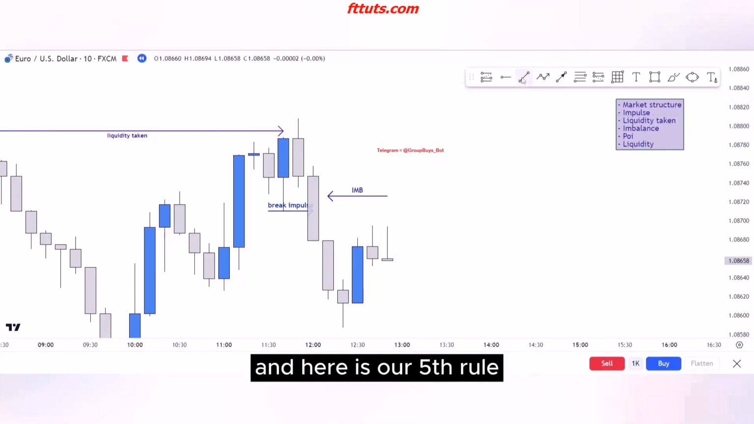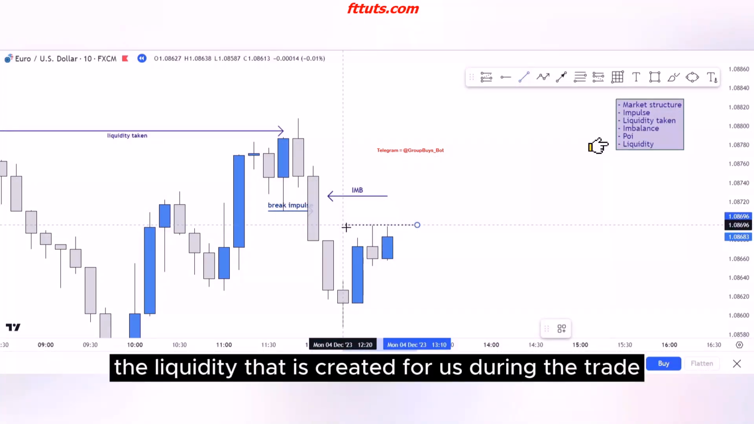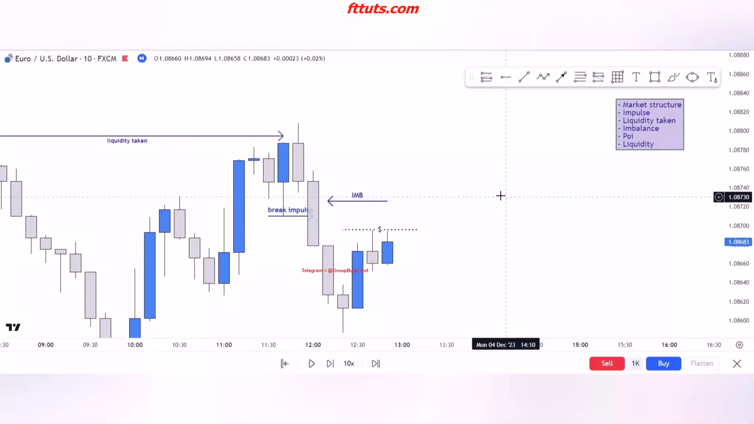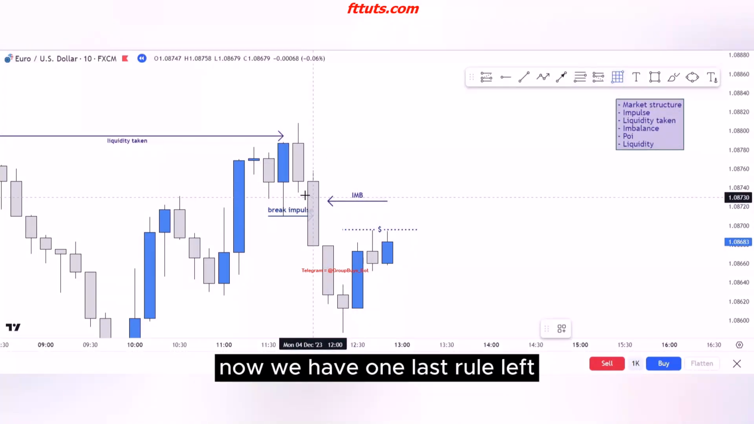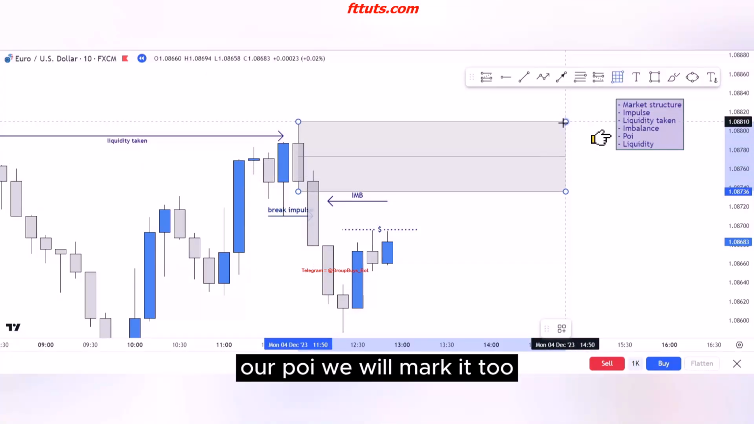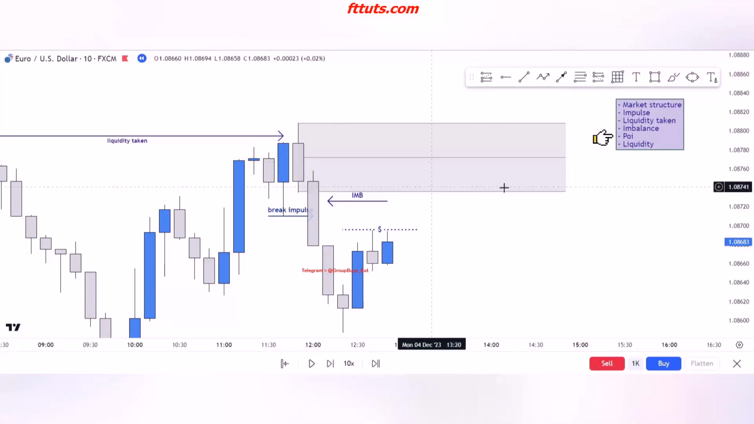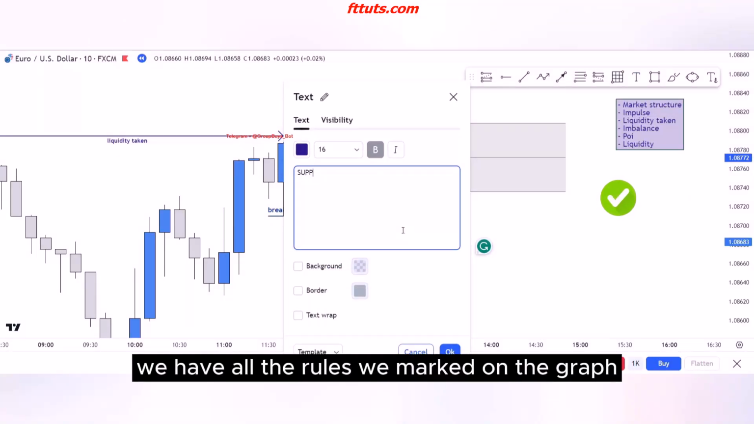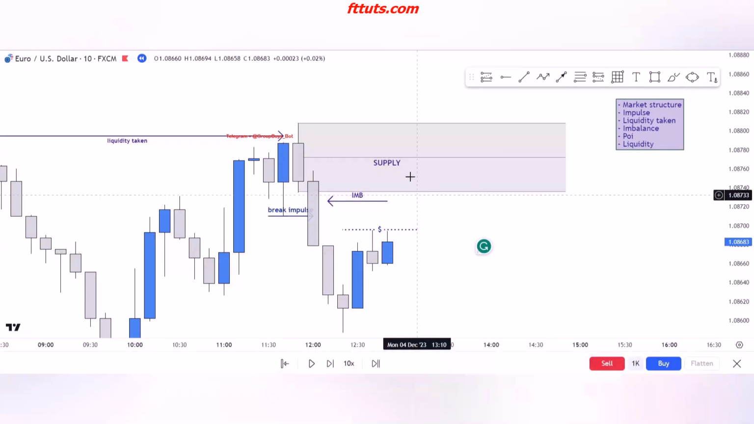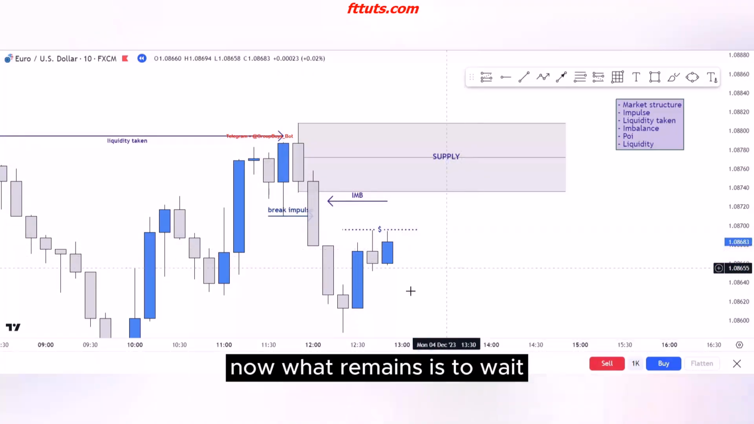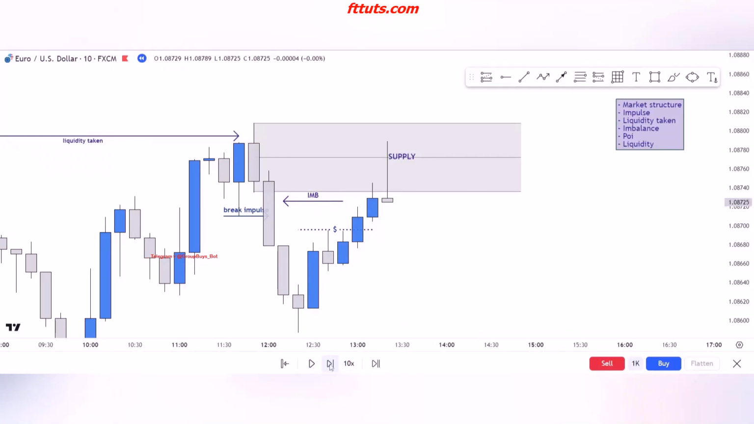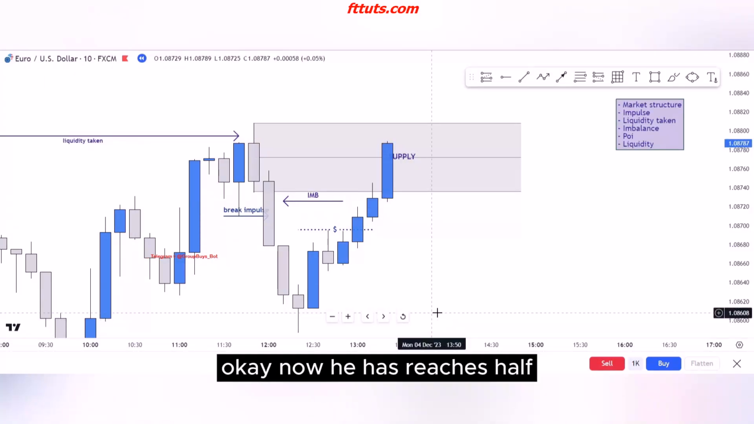And here is our 5th rule, the liquidity that is created for us during the trade. We will mark it as well. Now we have one last rule left, our POI. We will mark it too. We have all the rules marked on the graph. Now what remains is to wait for it to reach the half of the POI. So let's wait. Okay, now it has reached the half.